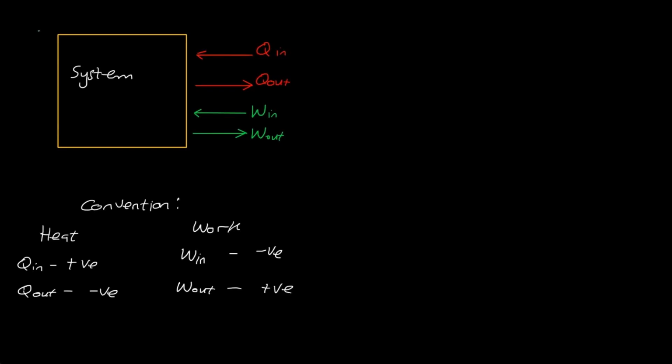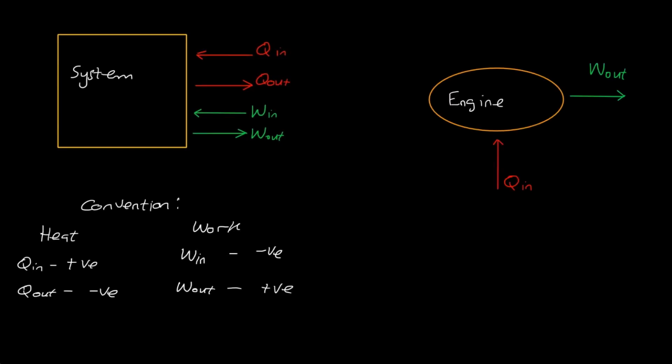In some sign conventions, work input is considered to be positive and work output is considered to be negative, but we won't be using that convention. And the reason why we're following our convention is because most thermodynamic devices which operate on heat and work, like the steam engine, use heat energy to produce work. And so to measure the performance of these devices, we use the heat input and work output. This is why in our convention, heat input or work output are regarded as positive, while heat output or work input of our system are regarded as negative.